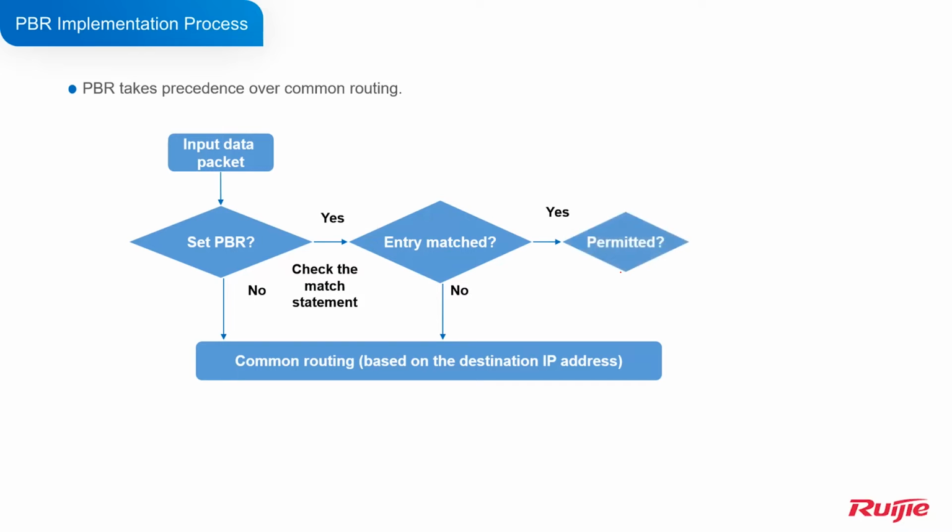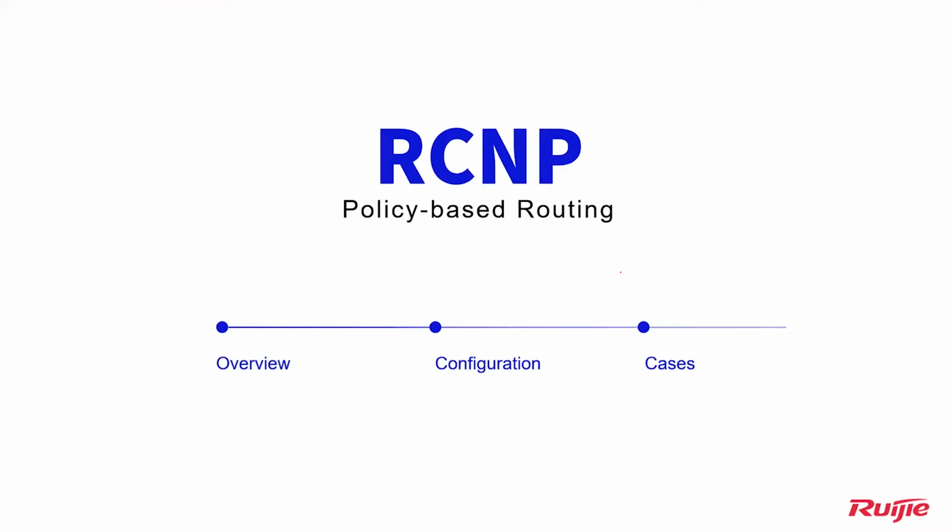While if there is, for example, if we can find a matched entry, we should check if the action is permit or not. If it's not permit, it will also be operated by the common routing. While if it's permit, there must be an action defined by the PBR. So we will execute the PBR policy, meaning we will operate the packet based on the action in the matched entry. Right? For example, set the next hop, set the priority, set maybe the egress ports, these kinds of actions. Okay, this is the overview of PBR. Actually, it's quite easy to understand, right? And next, let's see the configuration.